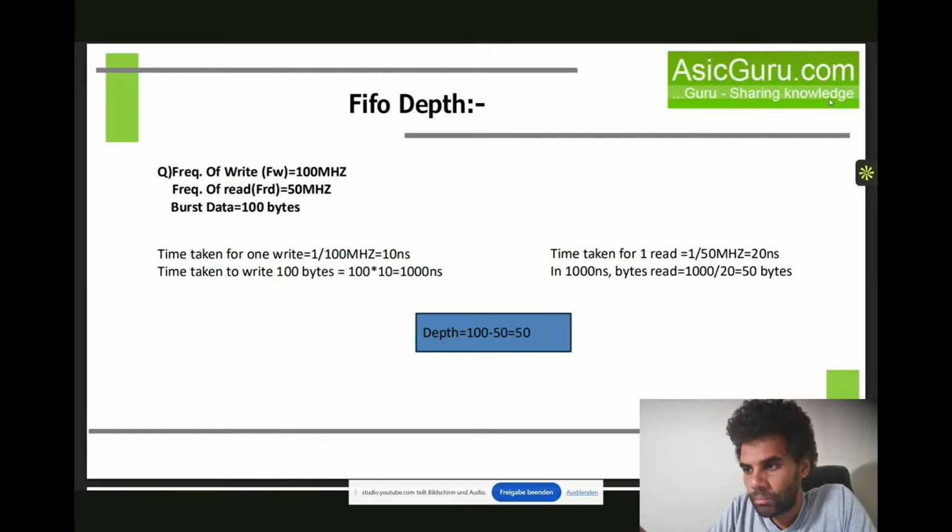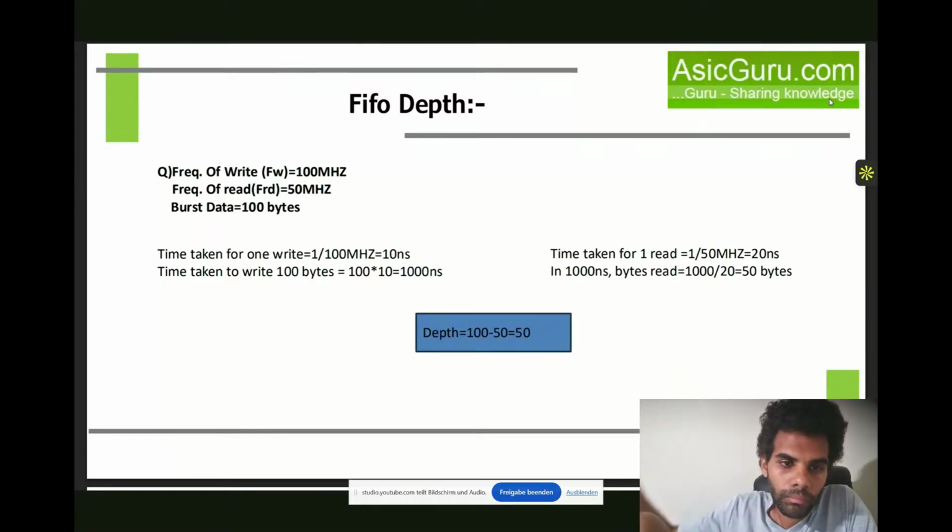Now, what is FIFO depth? FIFO depth simply means the number of data words the FIFO can hold at a time. Why does FIFO depth matter? If we choose the wrong depth, it causes serious problems. For example, if we take depth too small, it will cause overflow and our data will be lost. And if we take depth too large, it wastes area, power, and increases latency. So we need a balance, not too big, not too small.